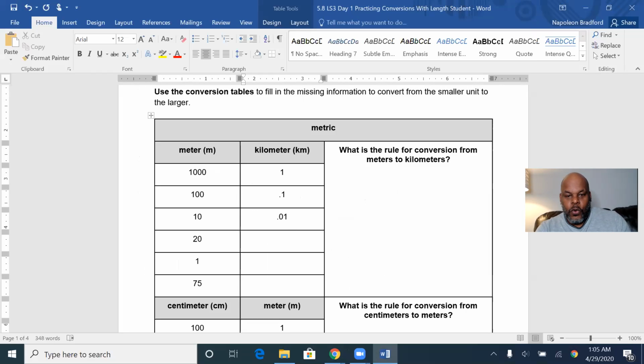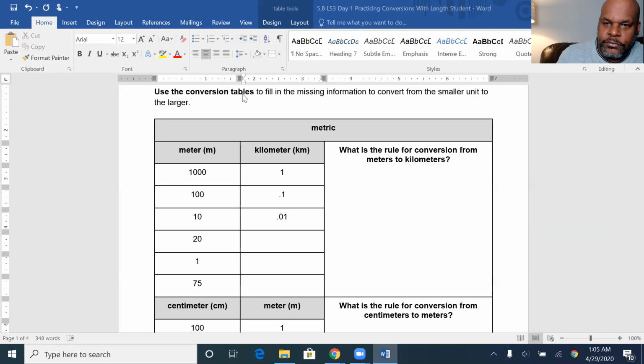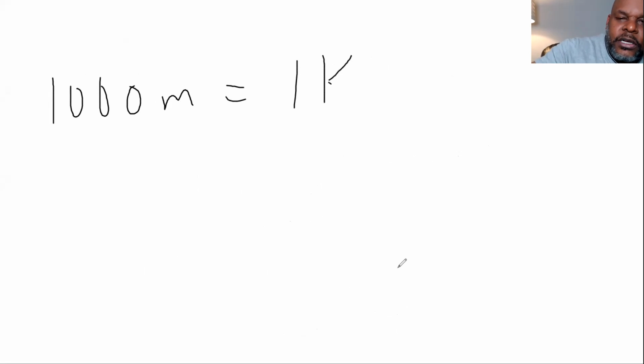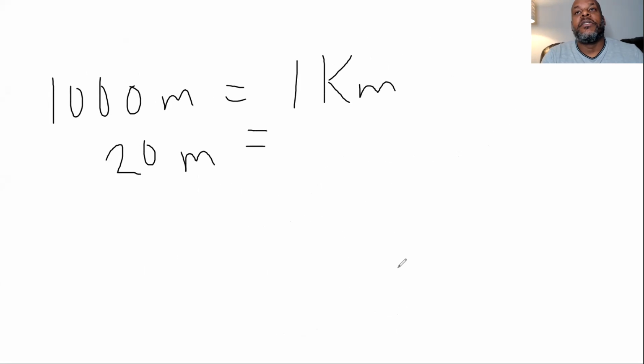All right. Ooh, what about 20? All right, let's do it again. Go back to the chart. All right, start basis. 1,000 meters is equal to 1 kilometer. How many kilometers are 20 meters?